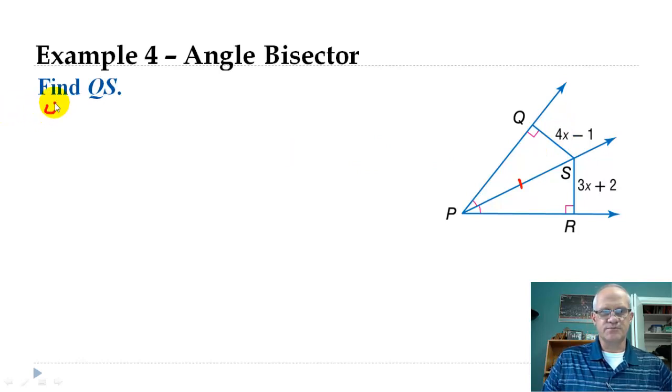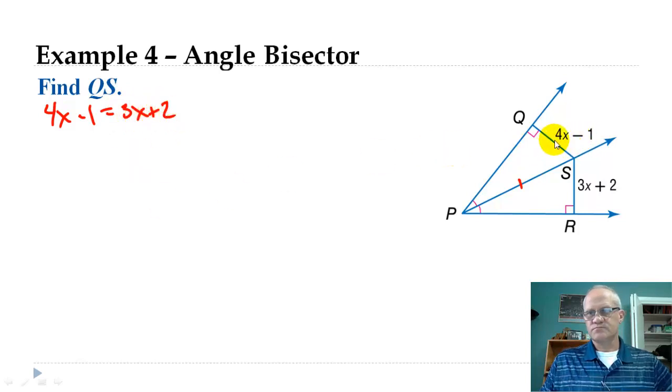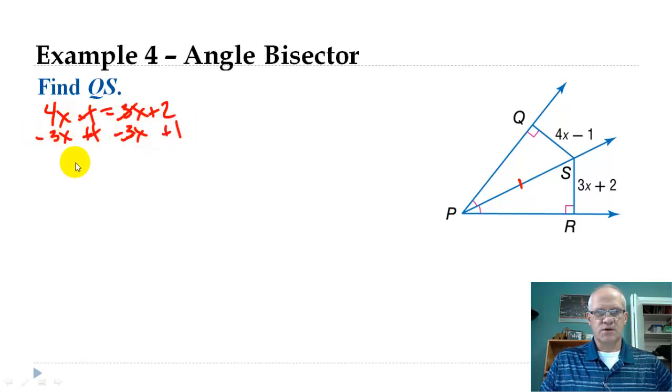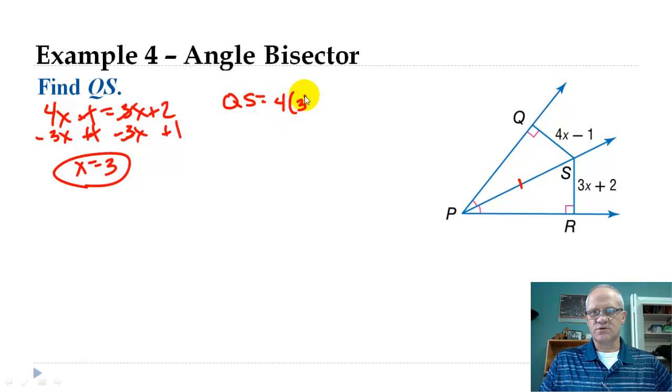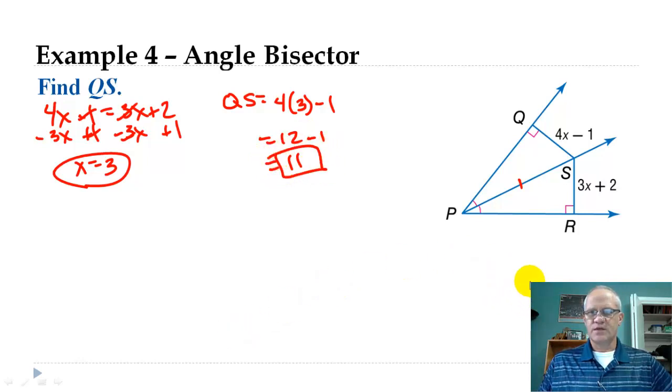So in this case, we would just do 4x minus 1 equals 3x plus 2, because these have to be the same in this situation. So minus 3x, plus 1. And it looks like we have x is 3, but we're trying to find QS. So QS is what? 4x minus 1. So QS equals 4 times 3 minus 1, which is 12 minus 1, or 11. And what should happen is if you plug that in here, 3 times 3 is 9. 9 plus 2 is 11.